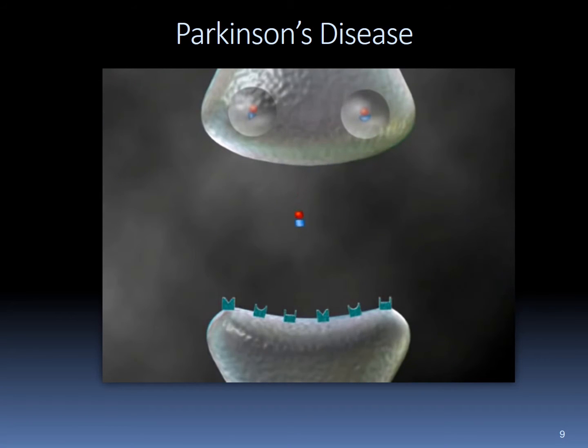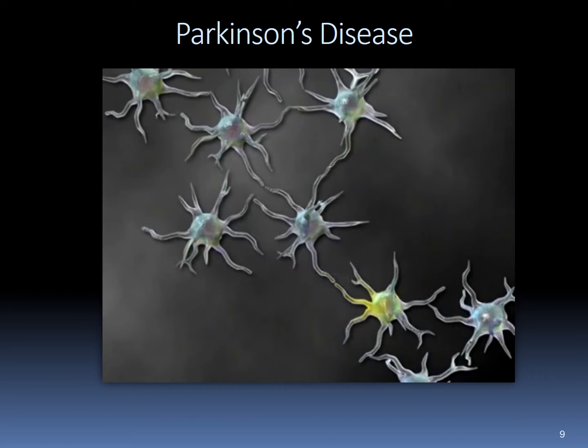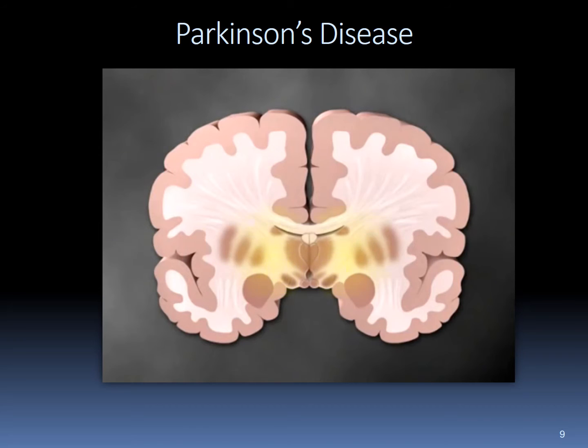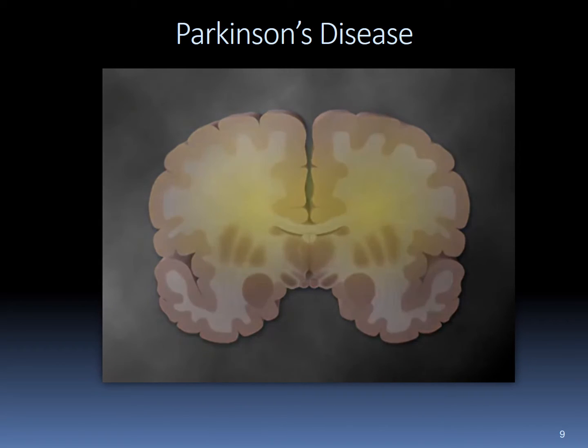When 60% to 80% of dopamine-producing cells in the substantia nigra are damaged, the extrapyramidal system loses the ability to effectively promote movement, and the motor symptoms of Parkinson's disease, such as resting tremor, rigidity, bradykinesia, and postural instability, begin to appear. Therefore, a primary objective of pharmacologic therapy of Parkinson's disease is to increase dopamine levels in the brain.